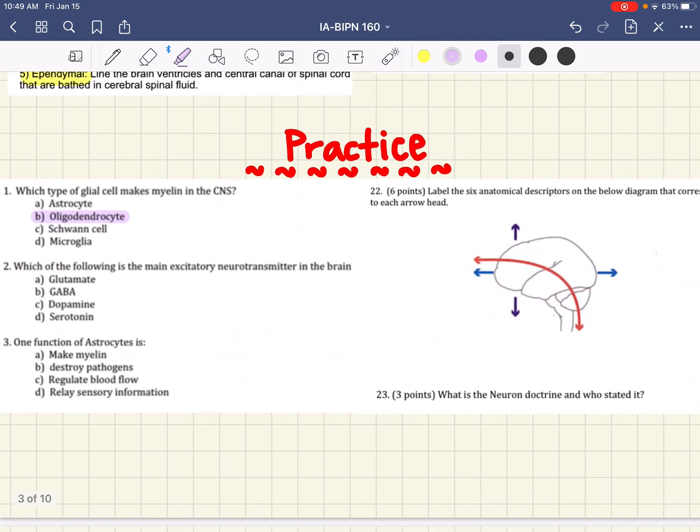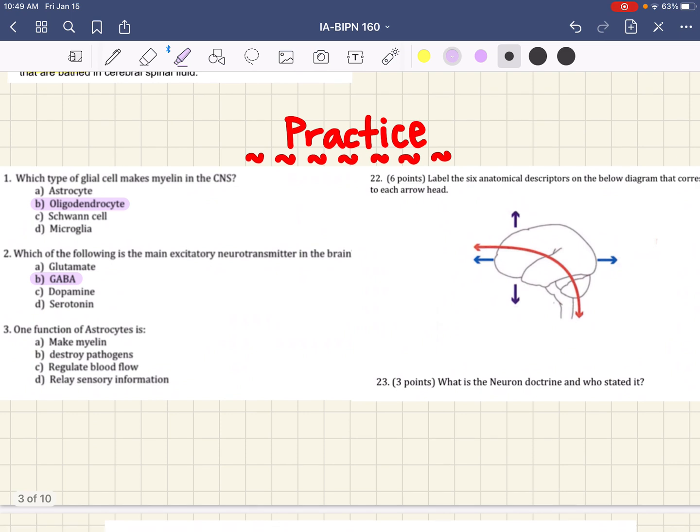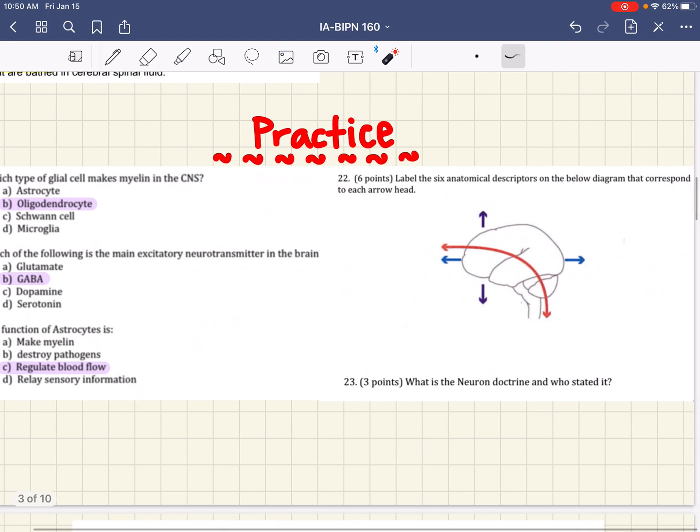Number 2, which of the following is the main excitatory neurotransmitter in the brain? And I believe it is GABA. One function of astrocytes is to regulate blood flow. Let's go over the rest of the answers also to make sure that it's good practice. So make myelin, well, astrocytes don't make myelin. The 2 glial cells that make myelin are oligodendrocytes in CNS and Schwann cells in PNS. Destroy pathogens? No, because microglia are the ones that destroy pathogens. Relay sensory information? No, it's probably just talking about neurons. Okay, astrocytes don't have sensory information relay properties.